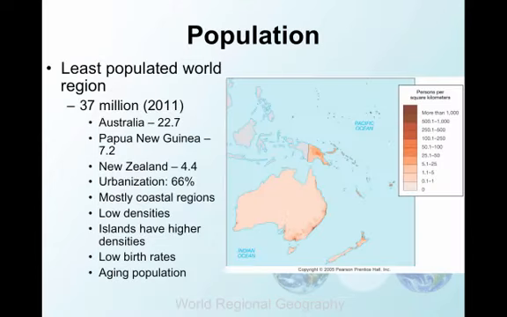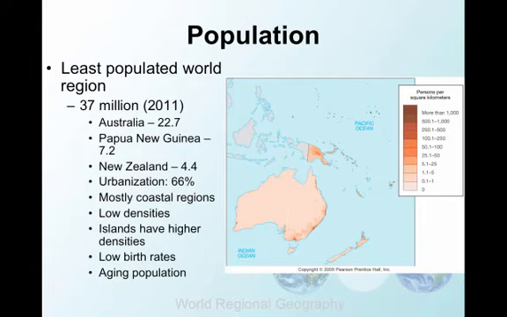Just want to briefly talk about population, and I can't underscore enough that this is a very sparsely populated region of the world. It is the least populated world region as well. Among all the countries in the region, it had a population of approximately 37 million people in 2011. Much of this is made up of Australia's population, which is around 23 million people. Papua New Guinea, however, also has a very large population despite its smaller size. And you can see in this map on the right-hand side the population density for the region.